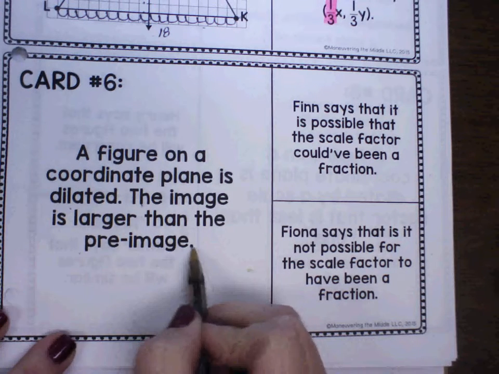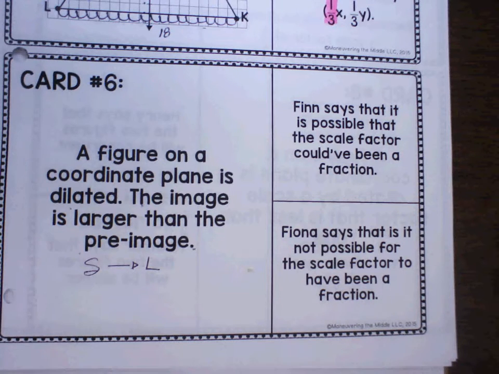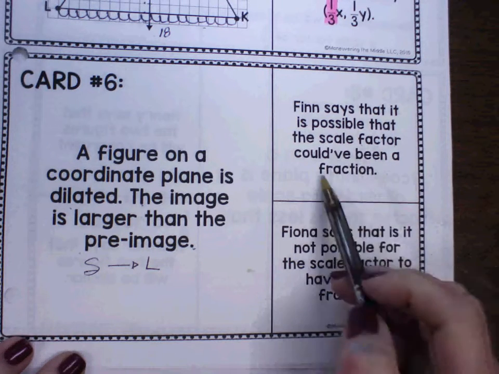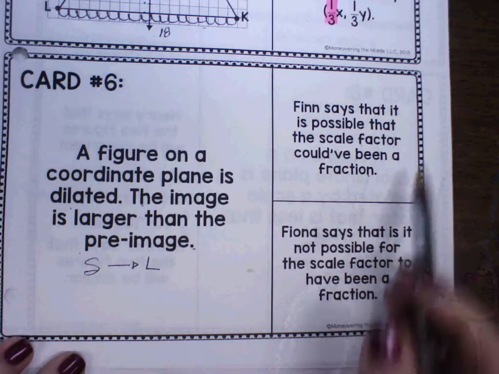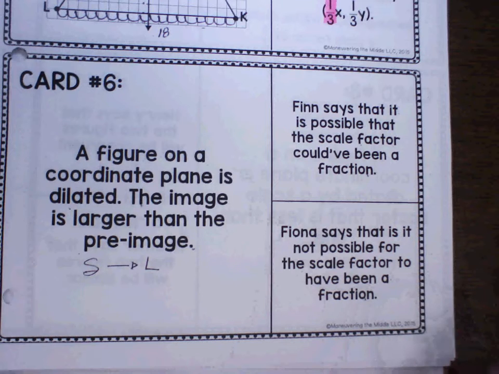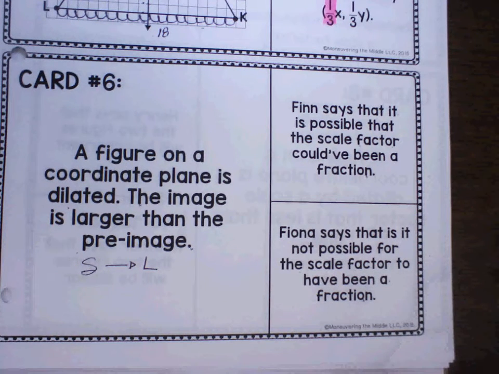All right, a figure in a coordinate plane is dilated. The image is larger than the pre-image. So it goes from small to large, right? Finn says that it is possible that the scale factor could have been a fraction. Fiona says that it is not possible for the scale factor to have been a fraction. So who's right? Fiona?